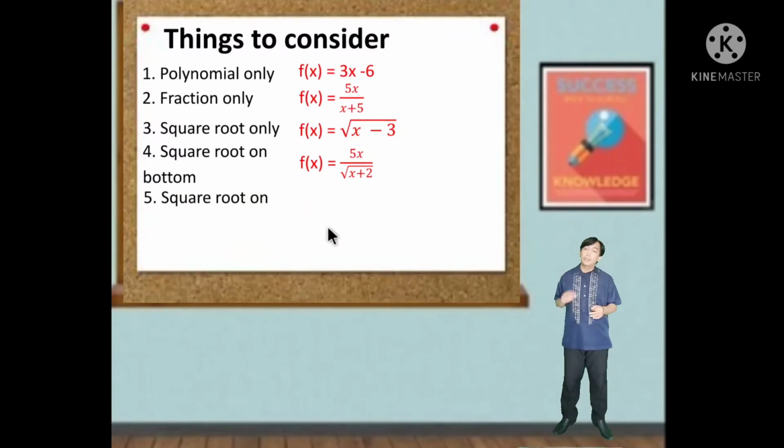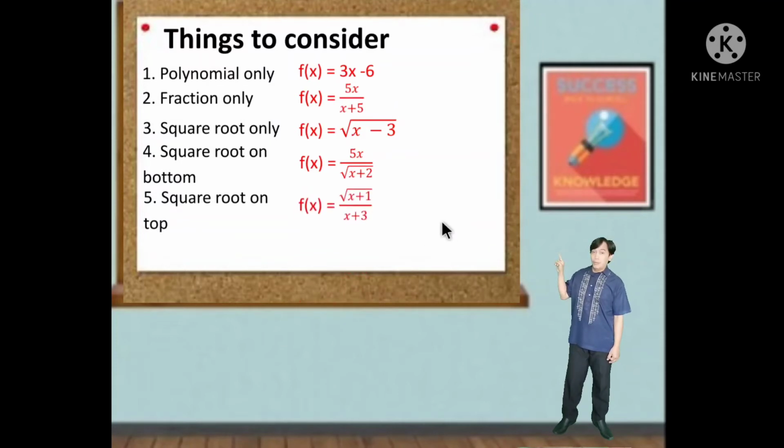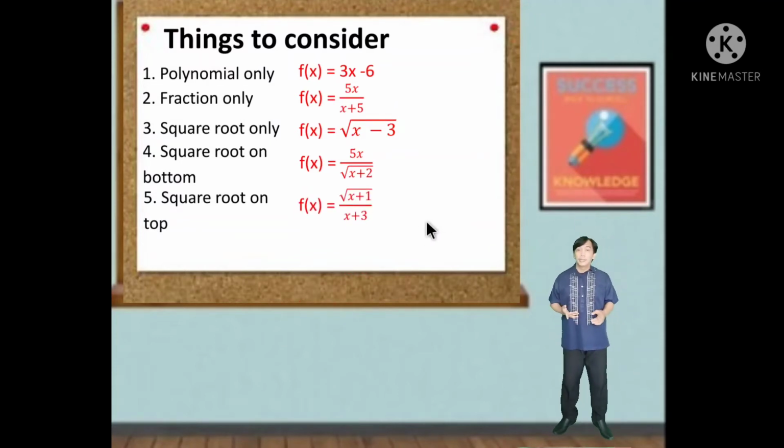And next is square root on top. Siyempre, kung may bottom, meron din tayong top sa taas. Okay? So, f of x is equal to square root of x plus 1 all over x plus 3. So, nasa numerator naman yung square root symbol. Ito yung mga titignan natin. At kasi, may mga restrictions to. Okay? Paano restrictions? Okay, ganito.